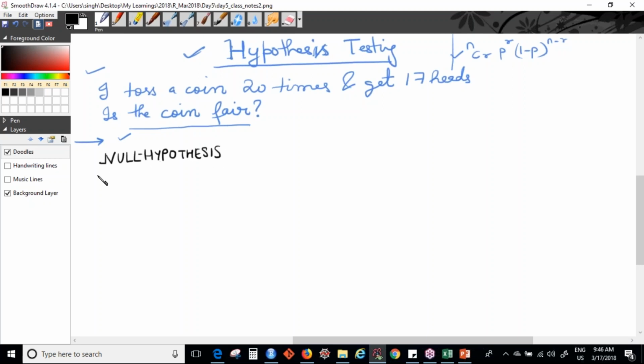The assumption is called null hypothesis, or H naught. So we start with an assumption called null hypothesis, and the null hypothesis is usually the status quo. Status quo means the most general occurrence.